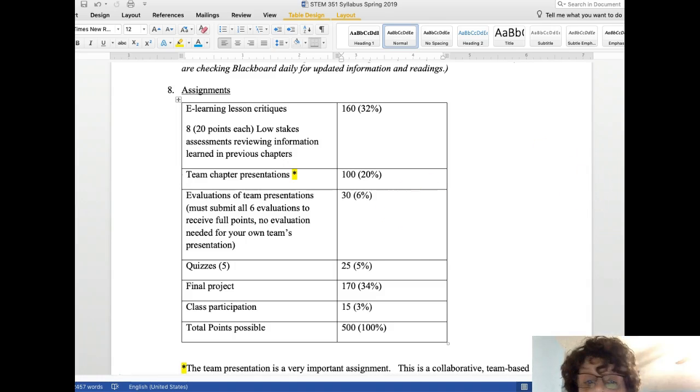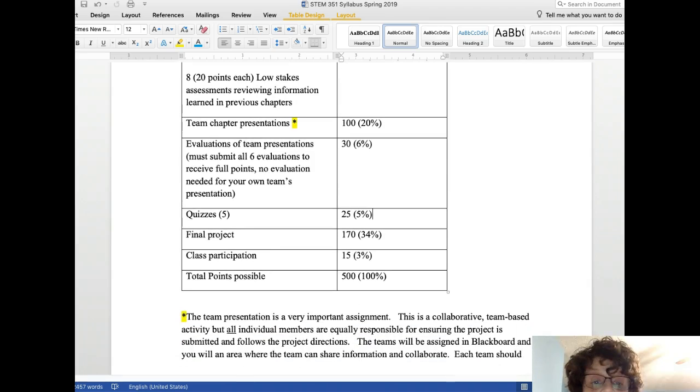We have 5 quizzes that you can take over numerous times and get your best score. So these are all things that are pretty self-explanatory. You'll see I had to change this. Originally, when I posted the syllabus, I had accidentally removed the quizzes, so it didn't add up to 500. I went back and put that in.